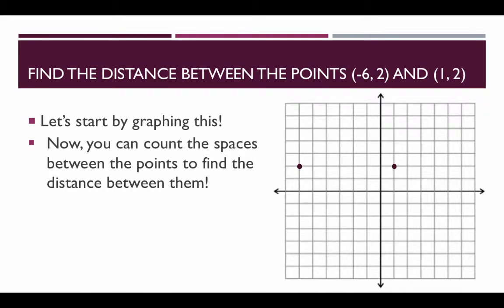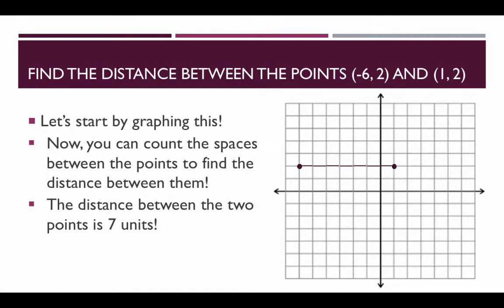All right, so that's the second thing we're doing, is counting the spaces between the points to find the distance between them. Going ahead and doing that, we're going to count 1, 2, 3, 4, 5, 6, 7. So our distance here is 7 units. Because we're talking about distance, we always want to have a label on it. And we're on a graph, so we don't have inches or feet or yards or anything like that. So it's just going to be units, but that label still needs to be on it.